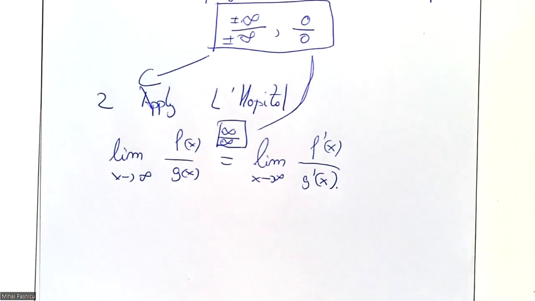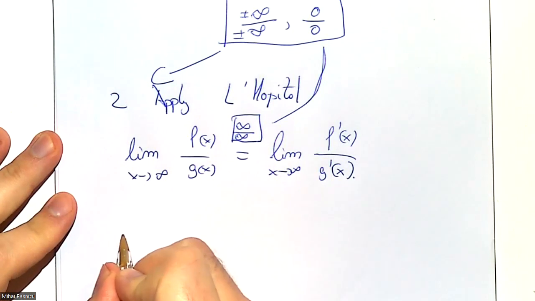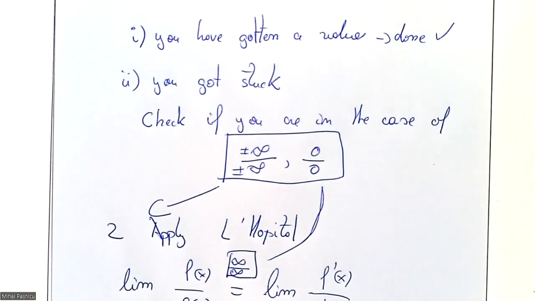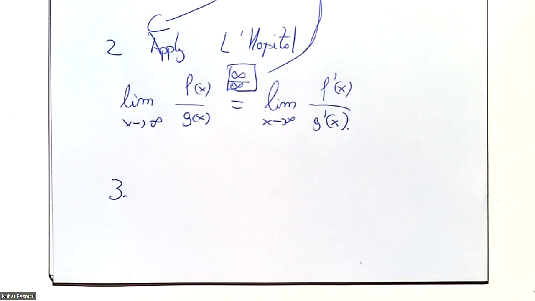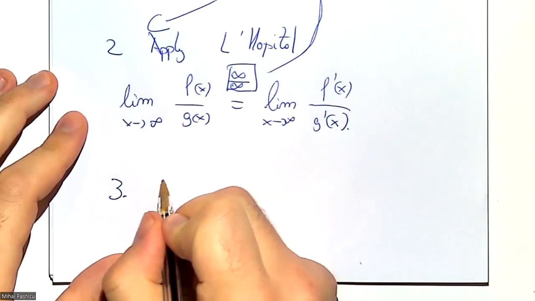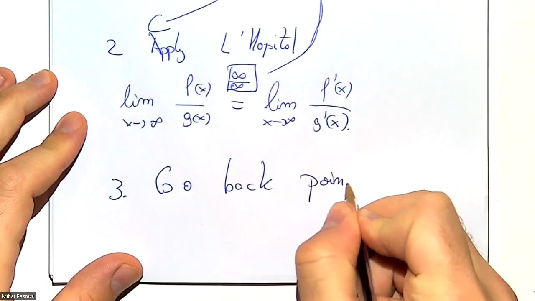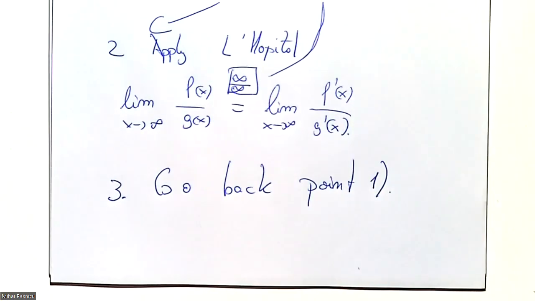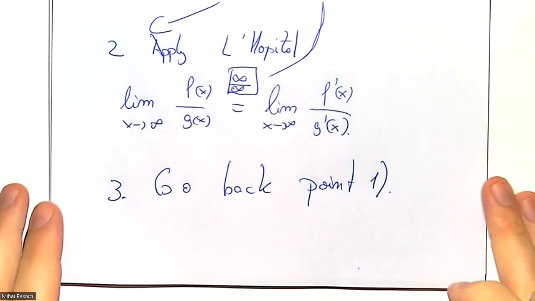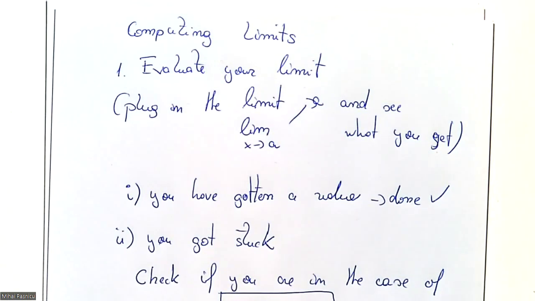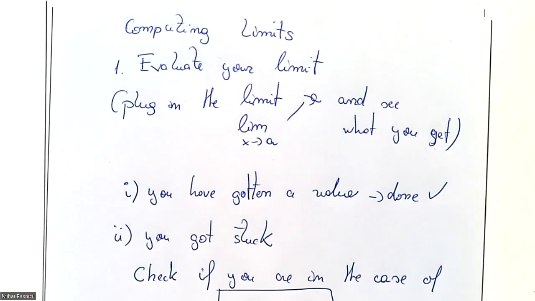After you apply L'Hopital, in point three, you go back to point one, which is evaluate your limit again, see where you're at. If you've gotten a value, you're done. If you got stuck, check for the infinity over infinity cases, apply L'Hopital again, and keep on going until you get an answer. It's really repetitive, but yeah.